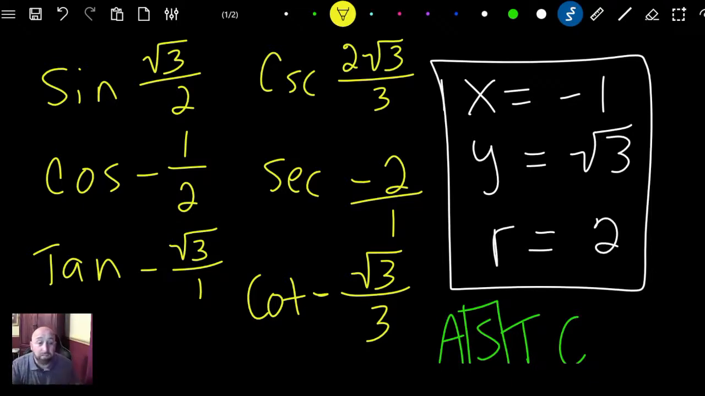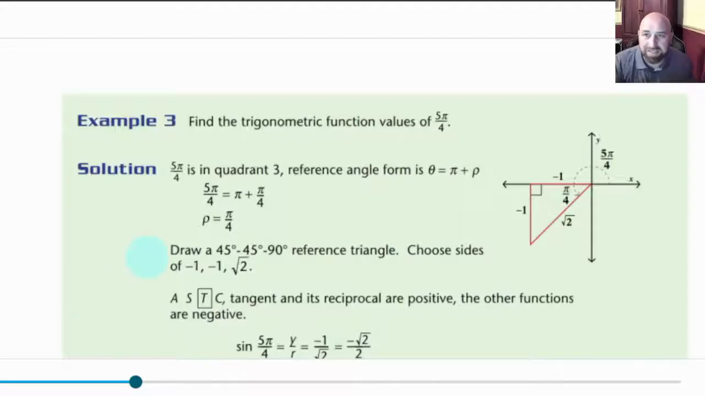You would do the same thing if you are dealing in radians. Look at example 3 in your book on page 63. I'm not going to go through this one because I just went through it with you with the degrees, but if we are looking for radians, we are going to find the reference angle, the rho, for 5 pi over 4. Once we put that into our triangle, we see that it is going into the third quadrant.